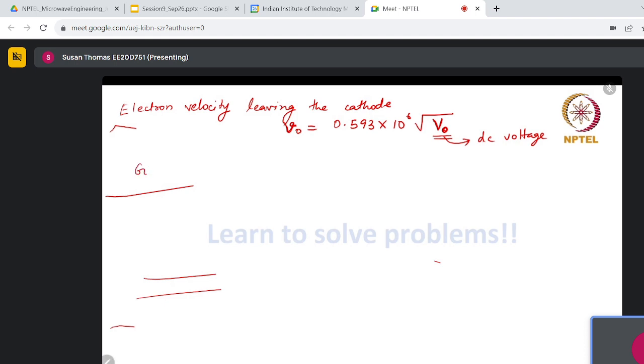Then the next is the gap transit angle. We know that there is a gap spacing in the case of the klystron amplifier. The gap transit angle is given by omega d by v0, where omega is the angular frequency, d is the gap spacing, and v0 is the electron velocity. So that is your gap transit angle. Madam, in that gap transit angle we are putting V0.